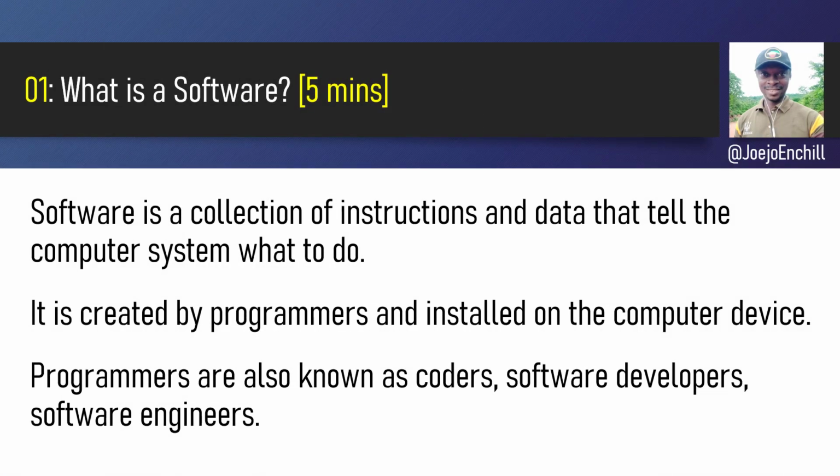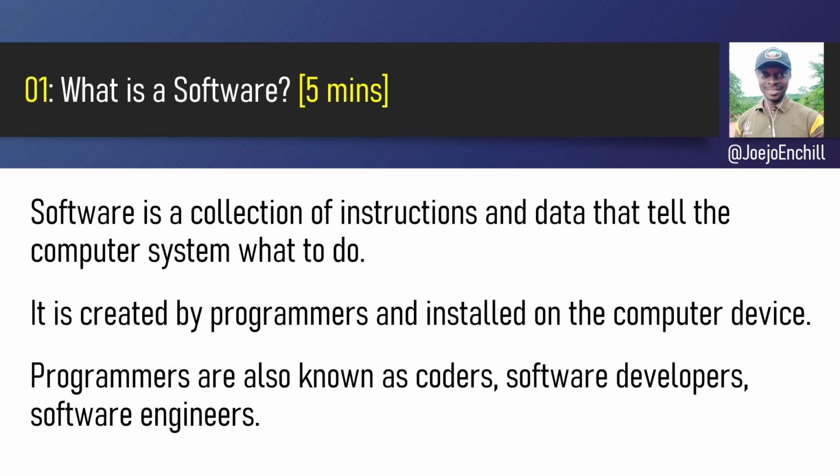What is a software? A software is a collection of instructions and data that tell the computer system what to do. I mean, a series of commands that tells the computer system what to do, how to do, when to do, and then what have you. So it is just an internal affair that instructs the computer to do its work.